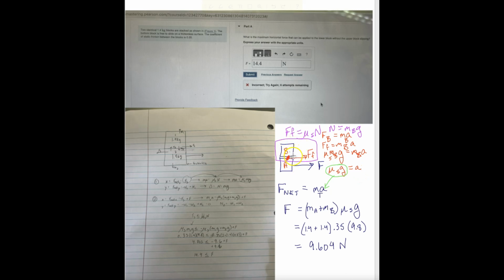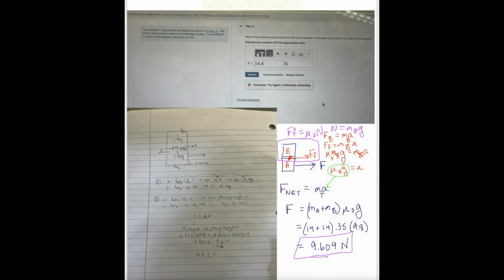Well, if B accelerates like that, so should A. So now we can say the net force is equal to the total mass times a. We go ahead and put in mA plus mB for the total mass, and then mu s g for a, because that's what we said it was before. We add the two masses together, multiply times 0.35, then times 9.8, and I ended up with 9.604. So hopefully that is super helpful.